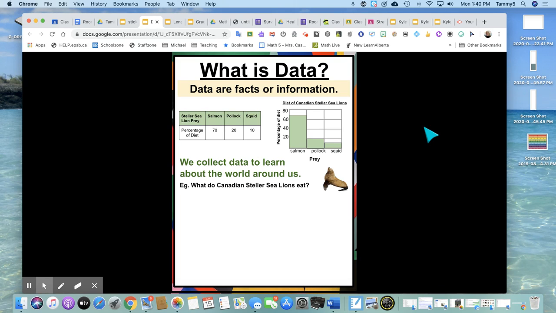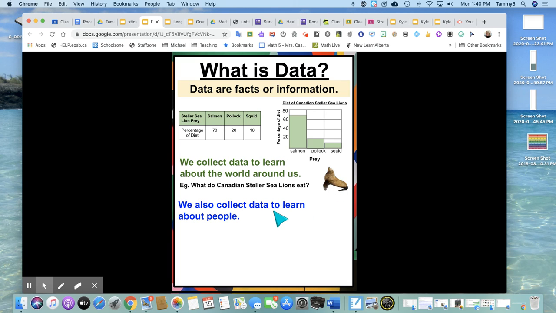So we found out that the Canadian Steller sea lions were eating a higher percentage of salmon in their diet compared to pollock, which the Alaskan sea lions were eating more of. And so this table and this bar graph show the results of the research that I had done years ago.